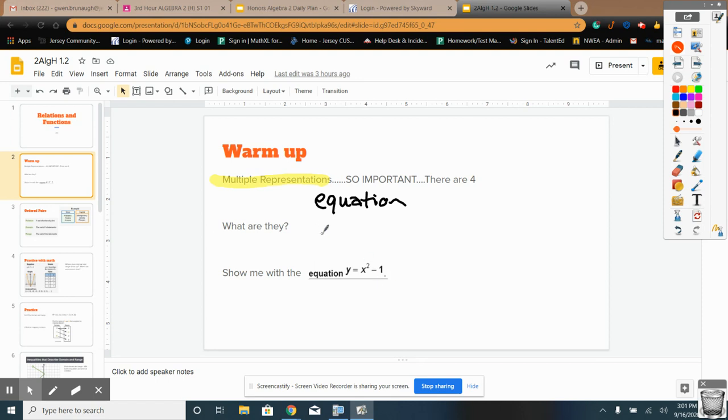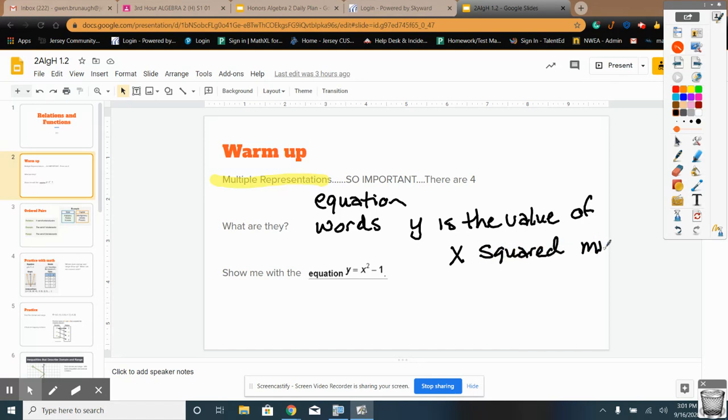And you could also use words. Kids don't use words very much. It would say that y is the value of x squared minus 1, or 1 less than x squared. That would also be nice.